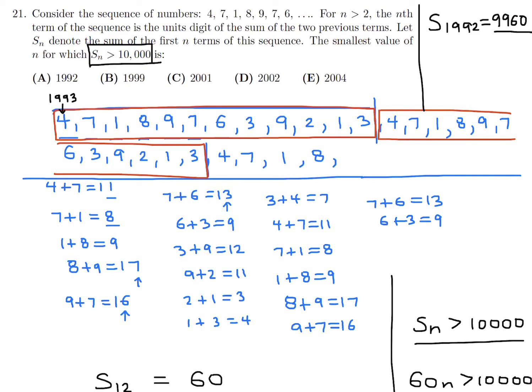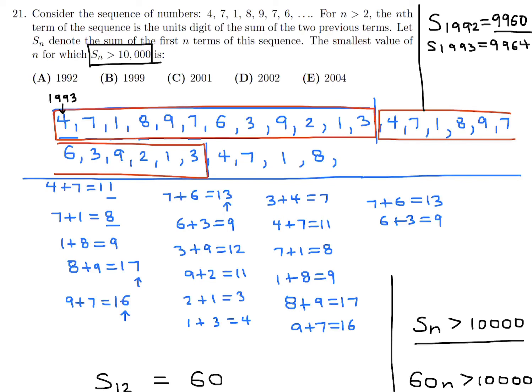9960 plus 4 would be 9964. You see what I'm saying there? So S to the 993 would be 9960 plus that 4, 9964. Do you see how I did that?